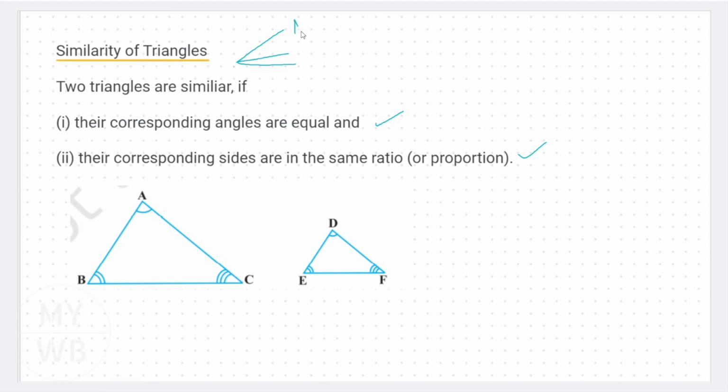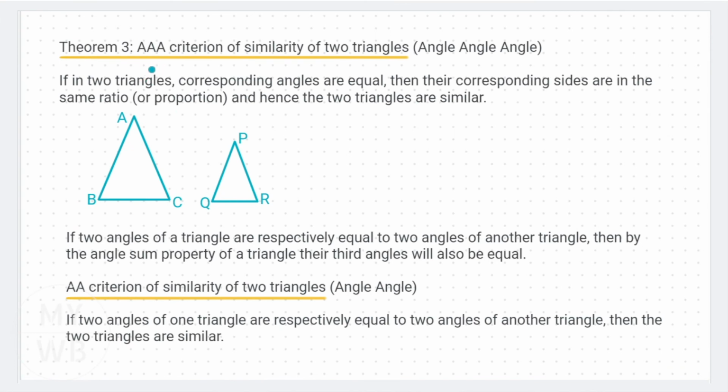One of the criteria is the angle, angle, angle criterion for similarity in triangles. The other criterion is side, side, side, and the third one is side, angle, side. So these three criteria are used to establish whether two triangles are similar or not. First one is the angle, angle, angle criterion of similarity of two triangles. Shortly, it's known as AAA, and this is theorem number 3 in the chapter.